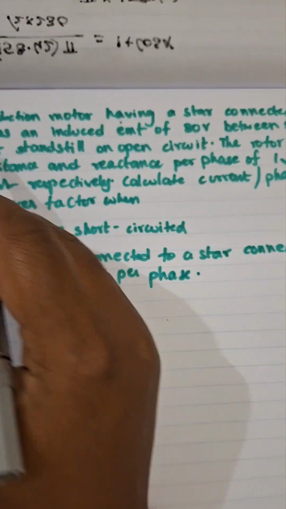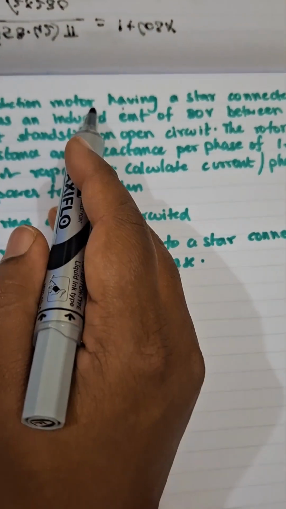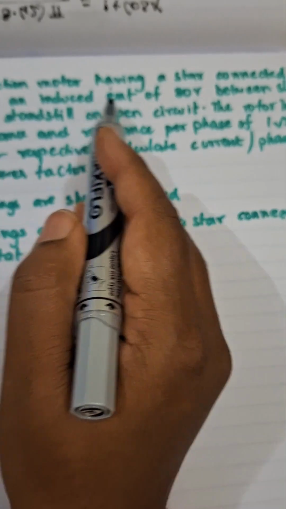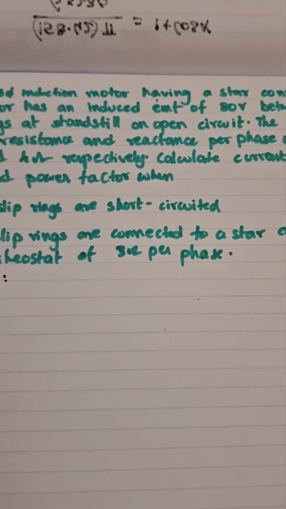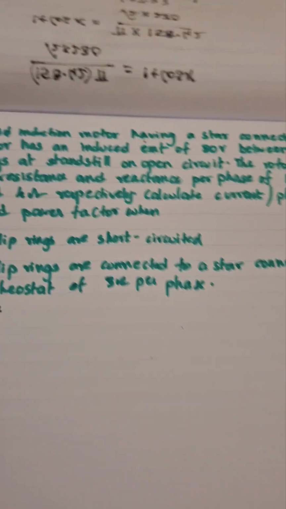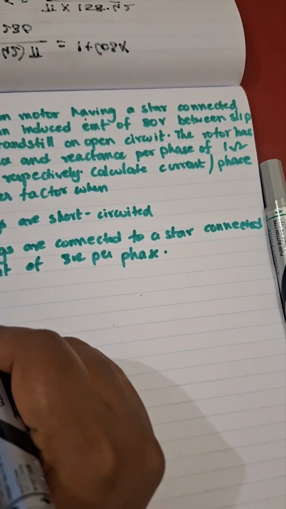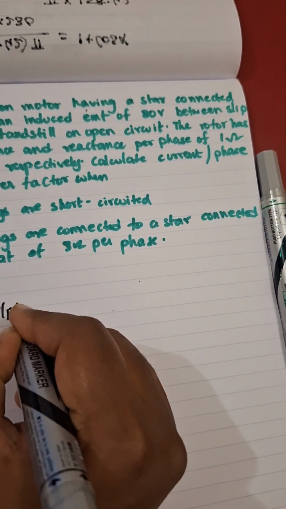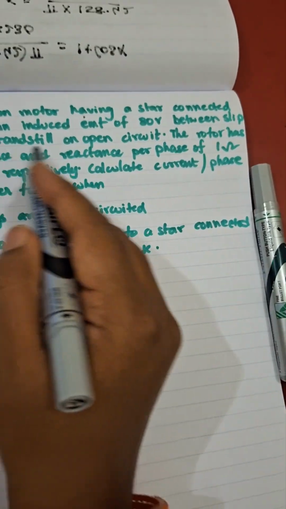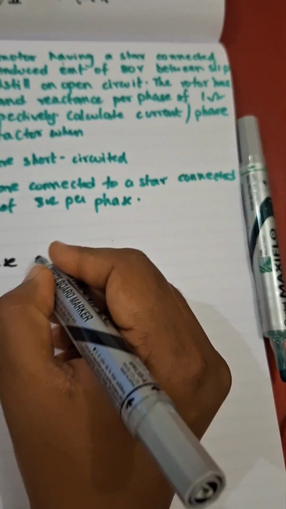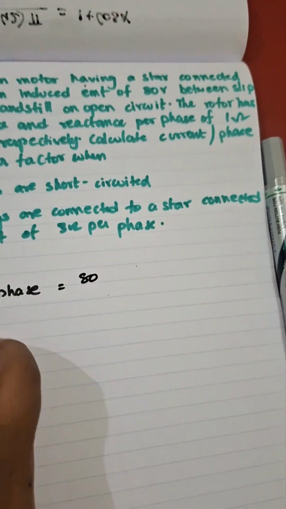The question is given as a three-phase induction motor having a star connected rotor has induced EMF of 80 volts. So here the induced EMF is given, right? So the EMF per phase is given as between slip rings at standstill on open circuit, so it is given as 80. Okay.